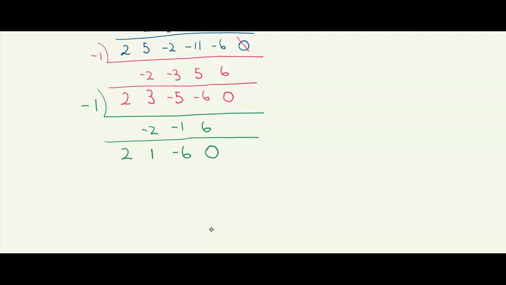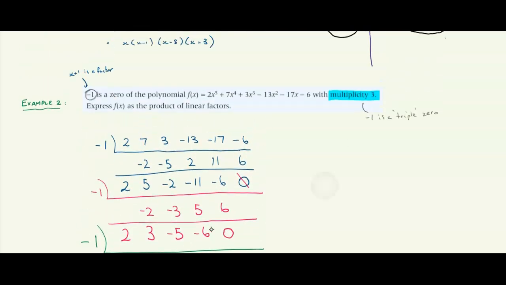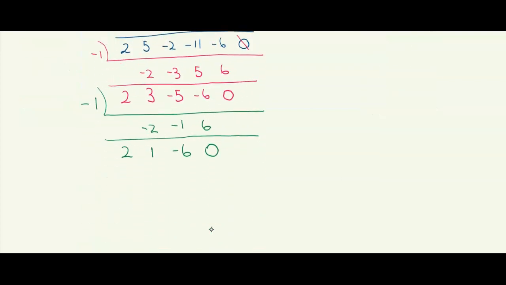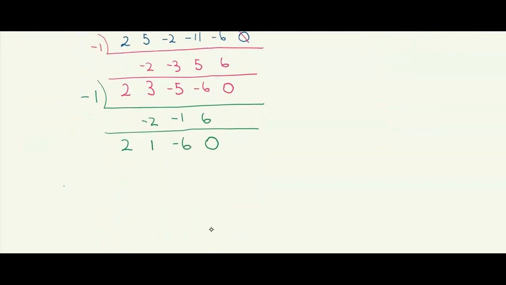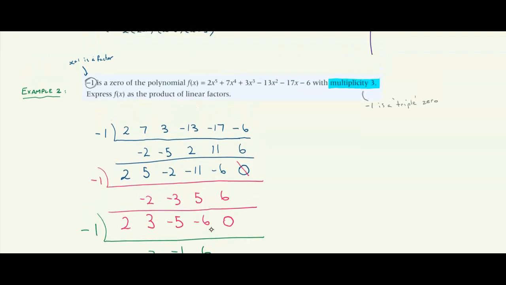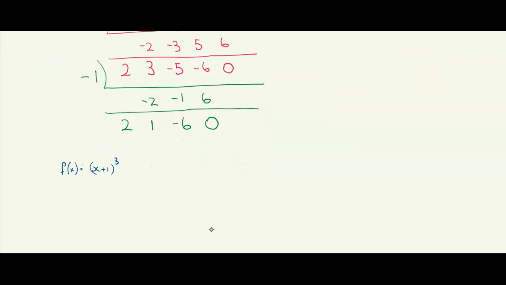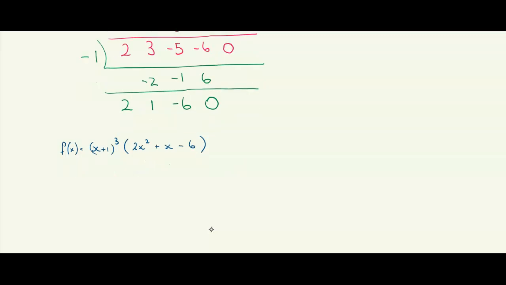So what does this mean? I've done 3 x plus 1s, and now let's just summarize what we've got so far. f(x) equals, I've got a triple root at -1, so multiplicity 3, remember, a triple zero. So that's a cubic, (x plus 1) cubed, and what's left is 2x squared. I've got a cubic here multiplied by a squared. That brings me back to my 5. Always be checking that sort of stuff. 2x squared plus x minus 6. I've got plus 0 here, but don't be silly, you're not writing that out.